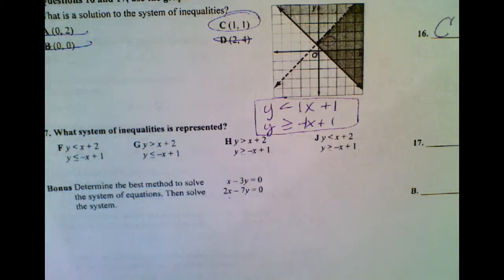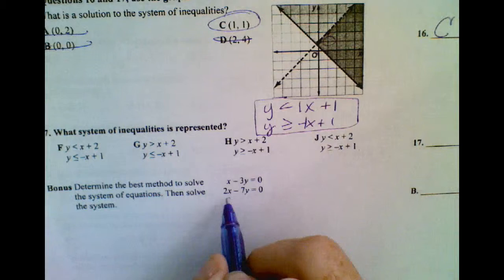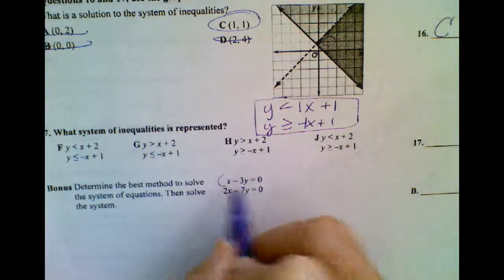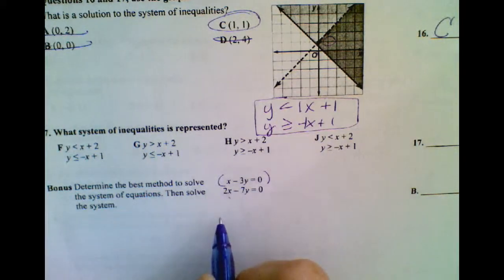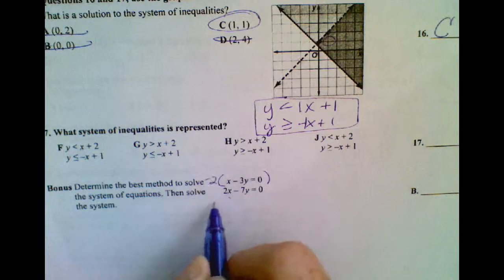Peyton, which variable would you like to cancel out first? Which variable? X's or Y's? Okay, so what's the number that 3 and 7 go into? No, I now want to cancel out X. Okay, you can cancel out whichever one you want. Okay, I want to do X. So what's the opposite of 2x? Negative 2x. So what do you need to multiply this top equation by to get it to be negative 2x? Negative 2. Multiply it all. We're just going to rewrite it down there.